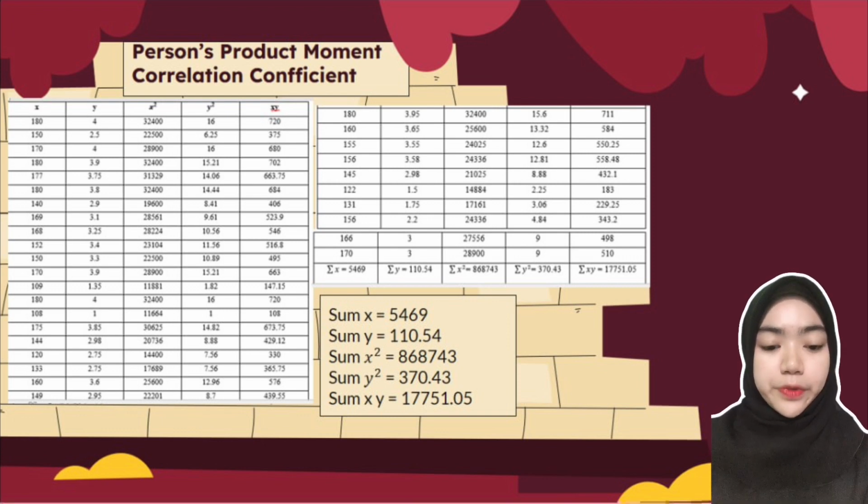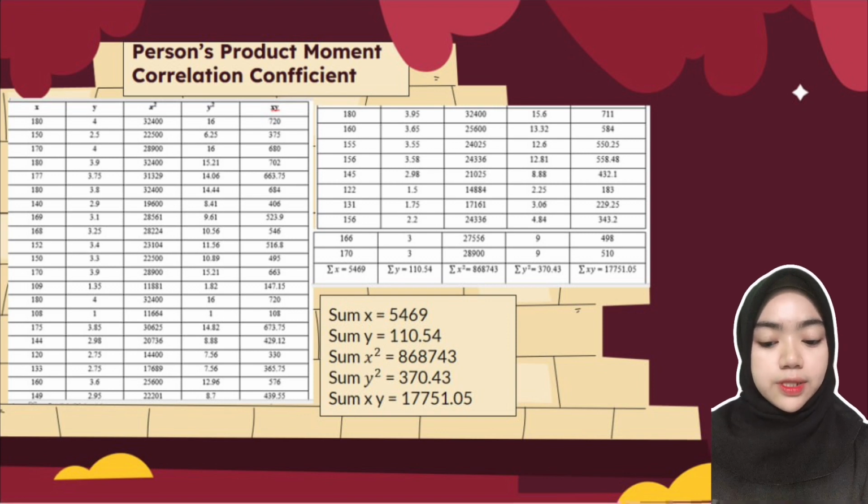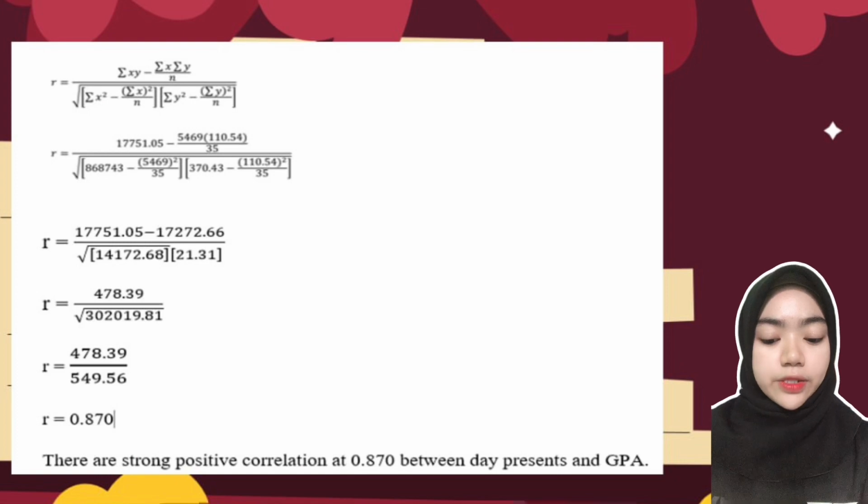Okay, for the Pearson product moment correlation coefficient table, there are 5 columns, which are X, Y, X power 2, Y power 2, and XY. The totals are: number 1, sum X equals 5469.2. Number 2, sum Y equals 110.54. Number 3, sum X power 2 equals 868.743. Number 4, sum Y power 2 equals 370.43. And number 5, sum XY equals 17751.055.